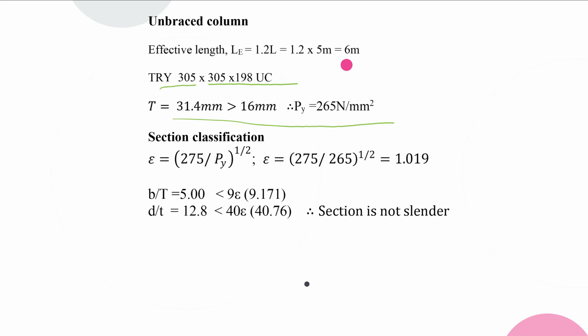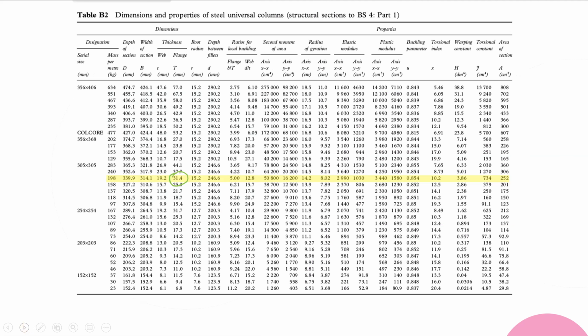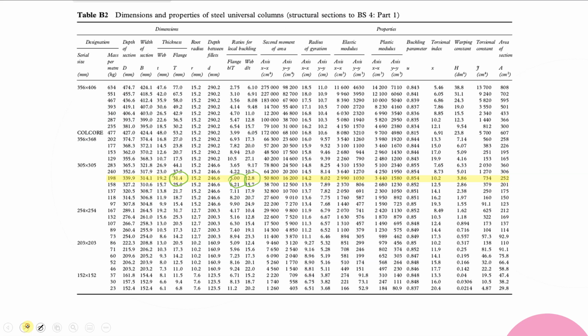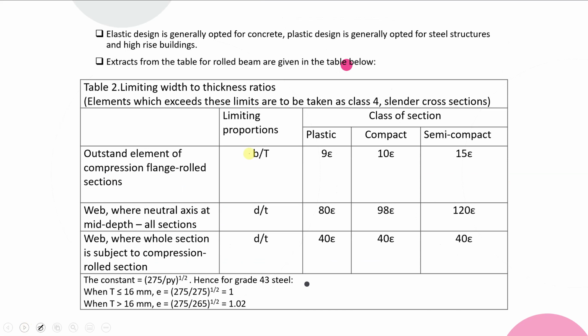Okay, and then for section classification, we need to check the value of B over T and D over T again. B over T is 5 and D over T is 12.8. Then check with the table. B over T is 5, which is less than 9 constant, and D over T must be less than 40 constant.